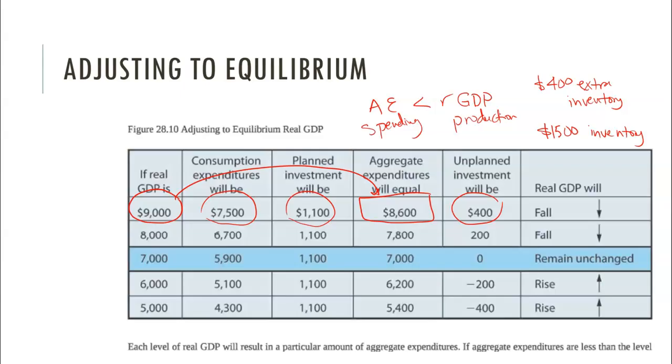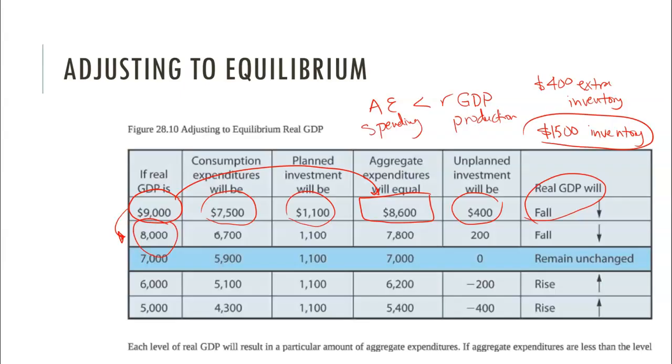So what's going to happen in the next period? They are going to reduce production, right? So they guessed wrong. They're not going to be able to sell that 9,000. So they need to reduce production, and they also have extra inventory. So they also need to reduce production to be able to sell that. Maybe they drop down to 8,000. Like, okay, let's do $1,000 less.